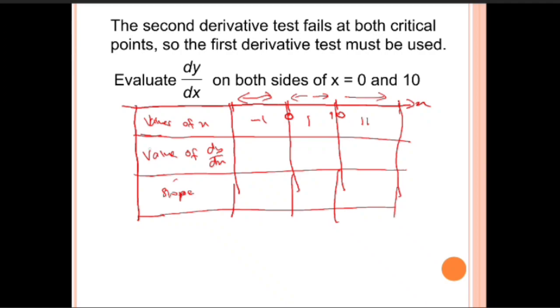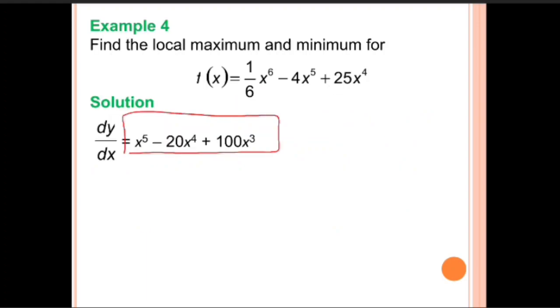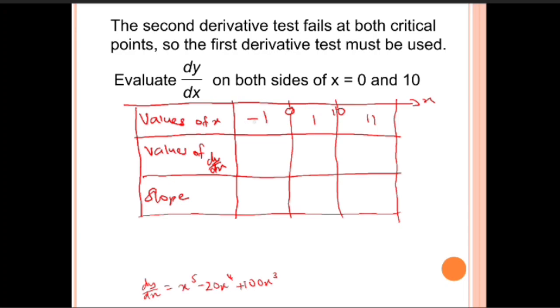Next, the value of dy over dx. We want to check whether it is positive or negative. When we substitute these values inside, dy over dx, we have obtained it previously. Now, just substitute in negative 1 value into your dy dx. Substitute negative 1 into the x of this first derivative, and you find that the sign is negative. So just write negative there. Next, substitute in value of 1 into this dy dx, and you get a positive sign. Next, substitute the number 11 inside this dy dx, and you get the answer is positive.